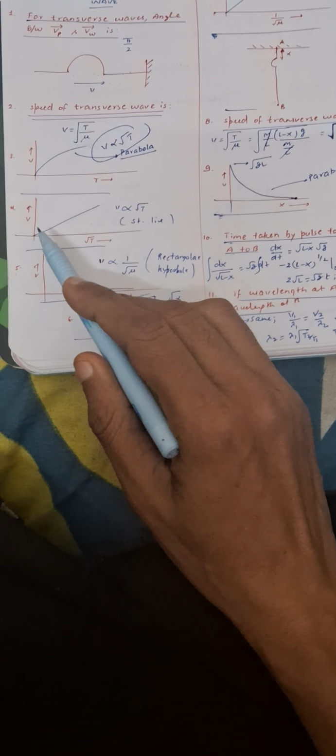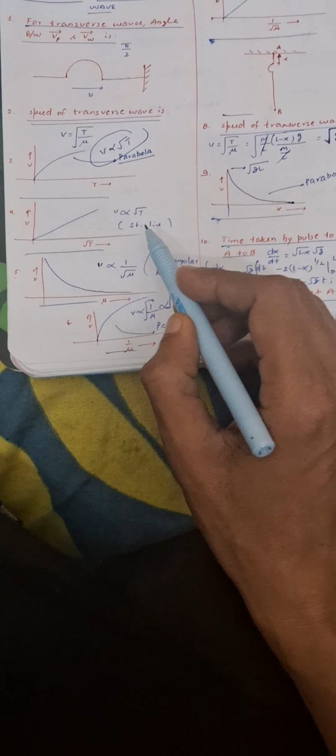Then we have a graph between V versus root T. So the graph between V versus root T will be a straight line as shown in the figure. Then is the graph between V and mu. So V is proportional to 1 by root mu. That means the graph will have a shape like a rectangular hyperbola. It is shape like, because the exact equation is V should be proportional to 1 by root mu.